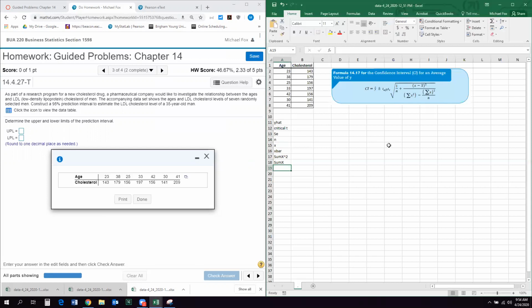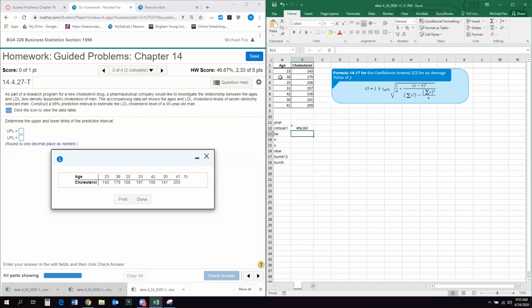All right. So some of these are easier to get than others. Critical T, I can get just by doing T.INV.2T, because this is a two-tailed test. My probability is my alpha, so if it's a 95% prediction interval, then my alpha is 0.05. And my degrees of freedom is n minus 2, which is going to be this number. It's not going to work because you don't have anything for N. Right, but I will in a second.